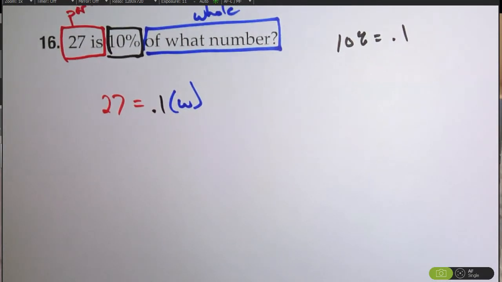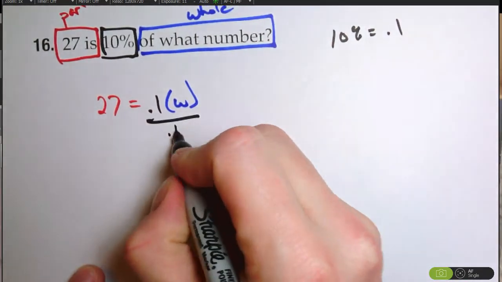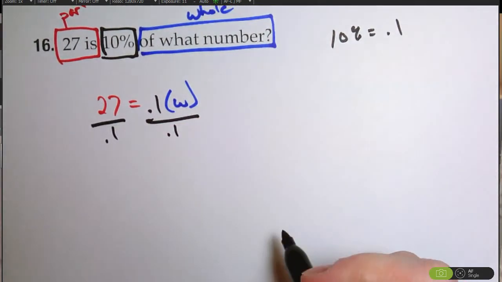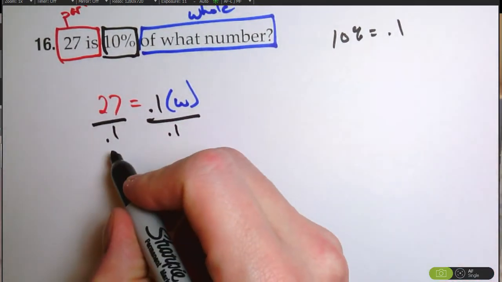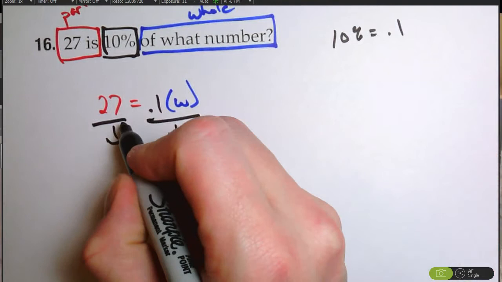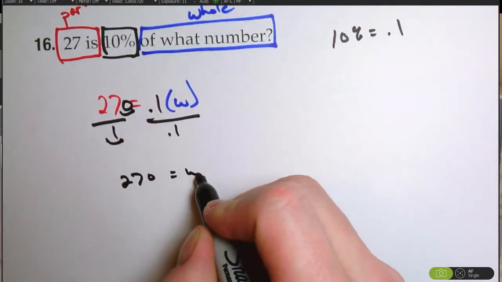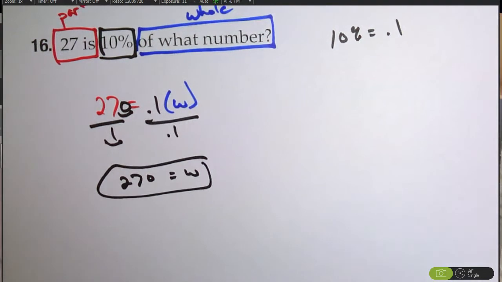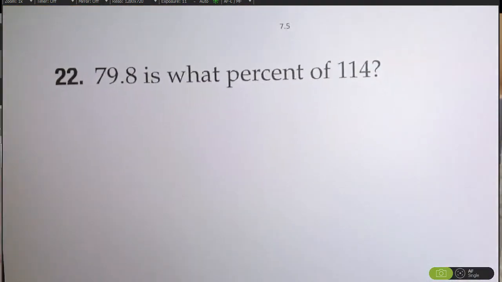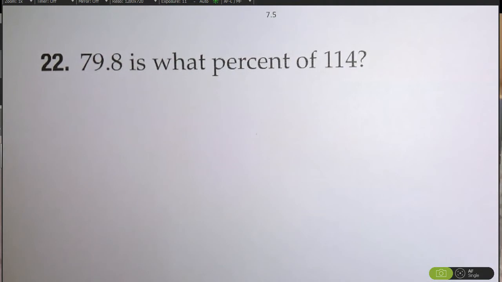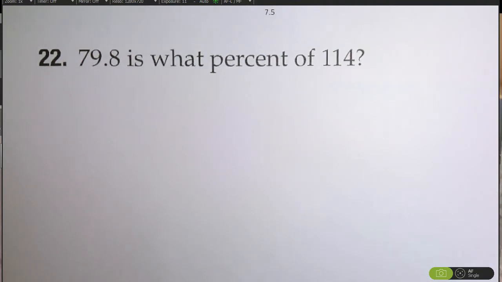So divide by 0.1 then. You could do long division with this, or there's a little quick trick. Move that to the right one, move that to the right one, and now I get 270 equals the whole amount. Okay, so that was number 16. Okay, and then the last one for this section I'm going to do for you is number 22. And it says 79.8 is what percent of 114.